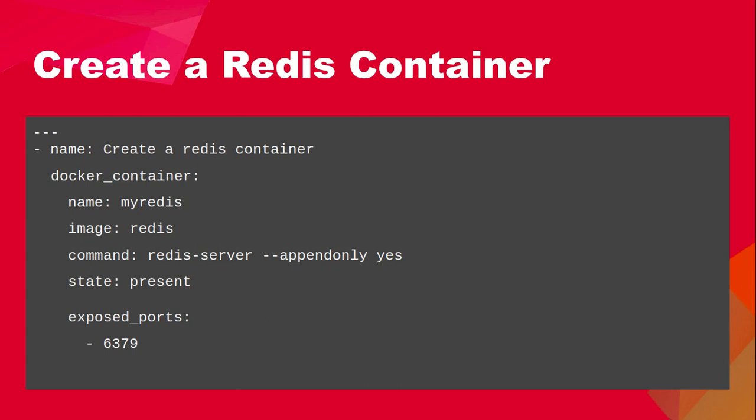I have one more module, so I'm using that module called Docker container through which I can create a container. Name of the container is myredis, image is Redis. The command to start this particular application inside the container is redis-server --appendonly yes, state should be present. So this Docker container module will start the container, and the exposed port is 6379 because this Redis container is running on this 6379 port.